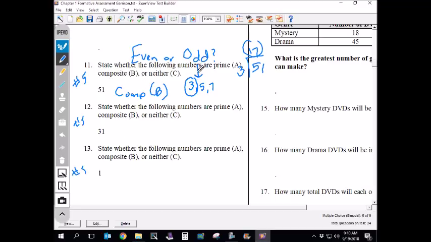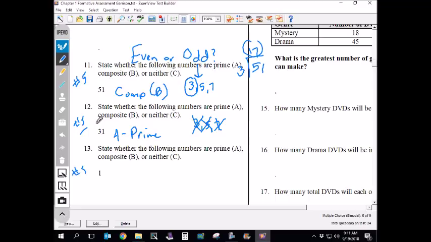31, we once again know that's odd, so we're going to check 3, 5, and 7. Okay, 31, 3 plus 1 is 4. Nope, it can't be divided by 3. Does 31 end in a 5 or a 0? And for 31, just think about your multiples of 7. 7, 14, 21, 28, 35. No, not in there anywhere. So this right here is a prime number. Only has factors of 1 and 31.